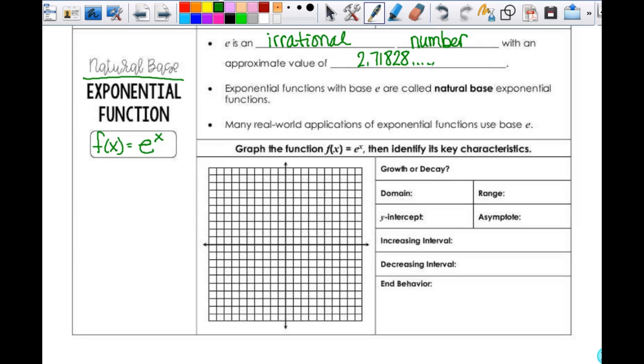All right. So yeah, make sure that y'all go back and watch the rest of this video because that is going to be important. All right. So exponential functions with base e are also called natural base exponential functions. We'll watch a short little video at some point next week that tells us a little bit more about e. Many real-world applications of exponential functions use base e.